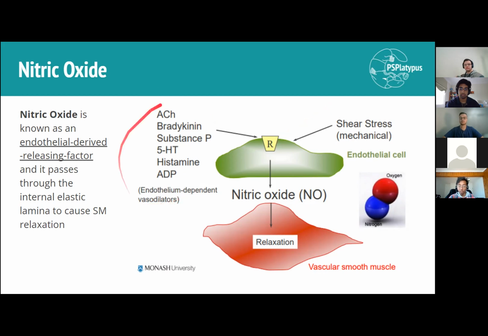Not only do you have a bunch of substances, we also have shear stress. When a lot of blood flow passes through the endothelial cell, it causes mechanical stress on the cells. It makes sense that because of that, if we release nitric oxide, that would reduce the pressure on the endothelial cells because the vessel is going to dilate.